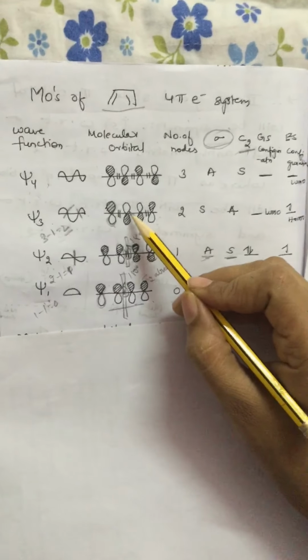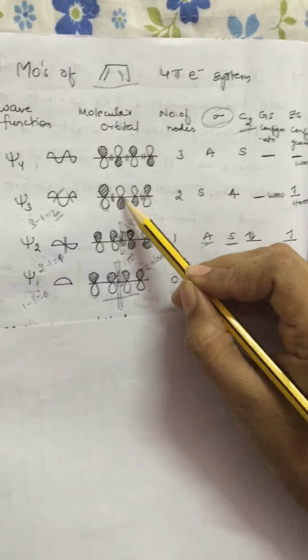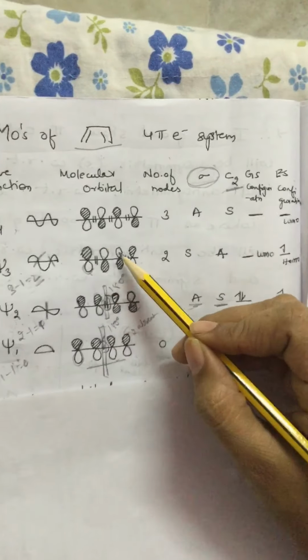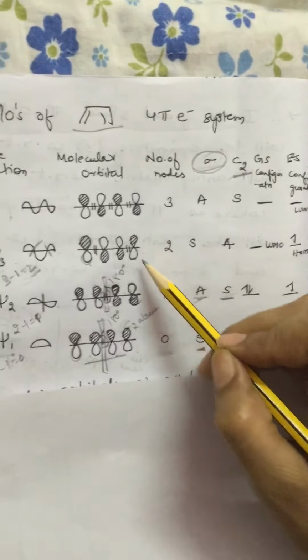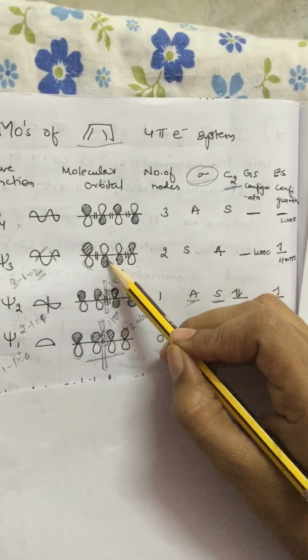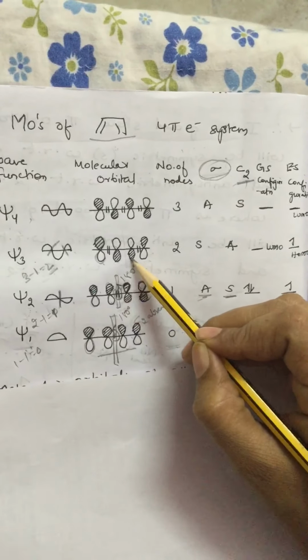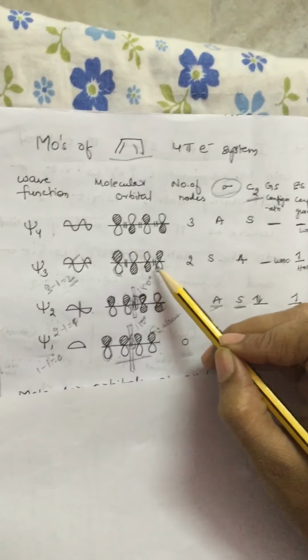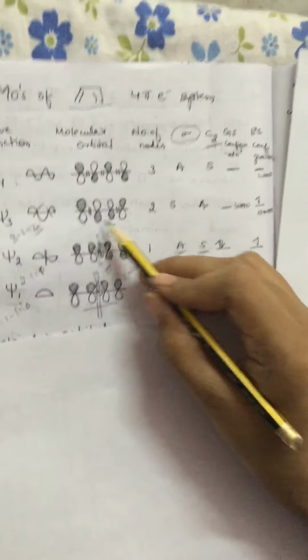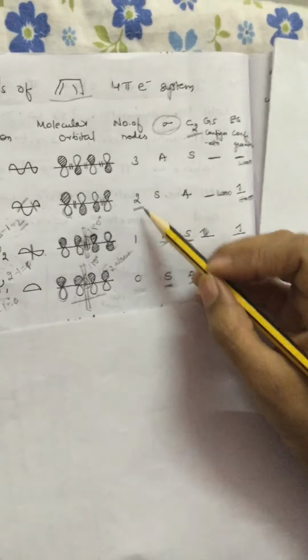If you want 2 nodes, then immediately one node you can put here by taking the unshaded on top and shaded on the bottom, right? Likewise, if you reverse it here, then you get 2 nodes. Can you see here? This is opposite, here this is same, so there is no node in between these 2 pi molecular orbitals. But if you look here, again one node is there, right? So you have 2 nodes. That's what I have written here, 2 nodes, right?